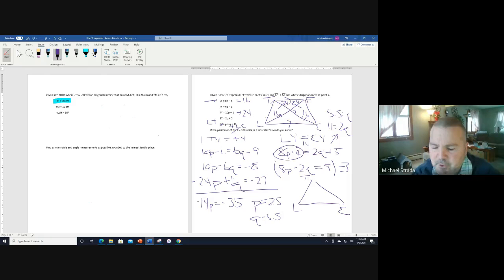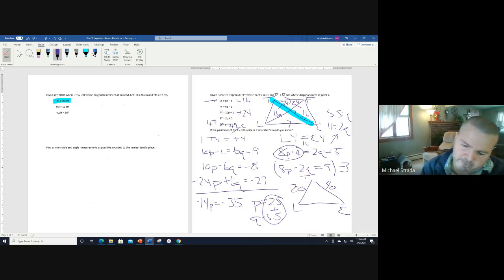LT is P plus Q plus 12. So I'm going to add these. 5.5 plus 2.5 is 8. 8 plus 12 makes LT 20. This segment is the diagonal. So that's TY plus YE. 24 plus 16 is 40. 20 plus 40 is 60.